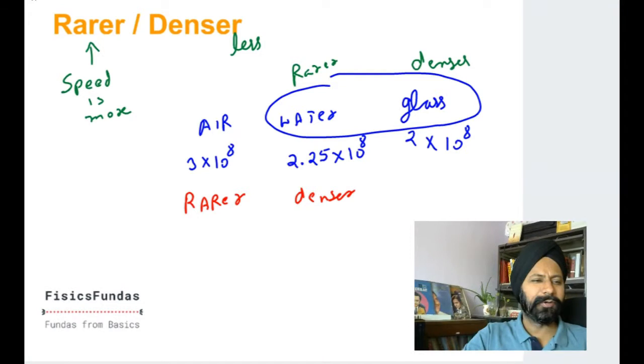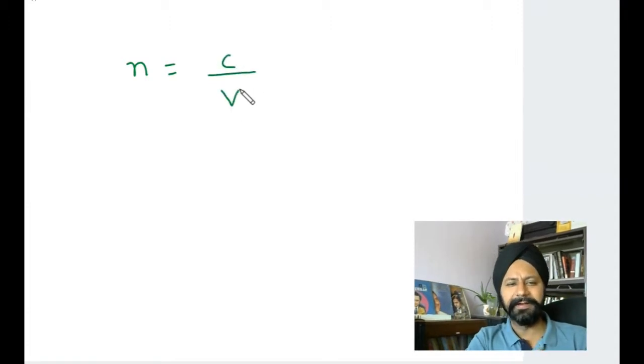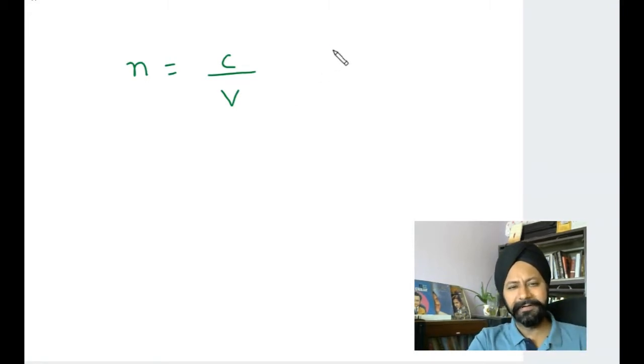But then let's talk about the refractive indices. So refractive index is the ratio of the speed of light in vacuum to the speed of light in a given medium. So when I'm talking about a rarer medium, if the medium is rarer, rarer has more velocity, right?